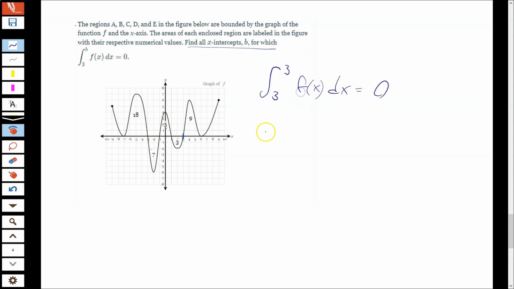Even if I tried to solve this, this would be whatever the antiderivative of f is. F of 3 minus F of 3 is how I would solve that. Okay, so new property. Anything minus itself is 0. So new property: when I keep these bounds the same, that integral is always equal to 0.